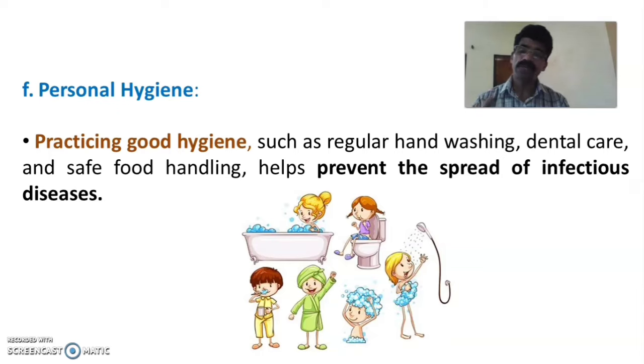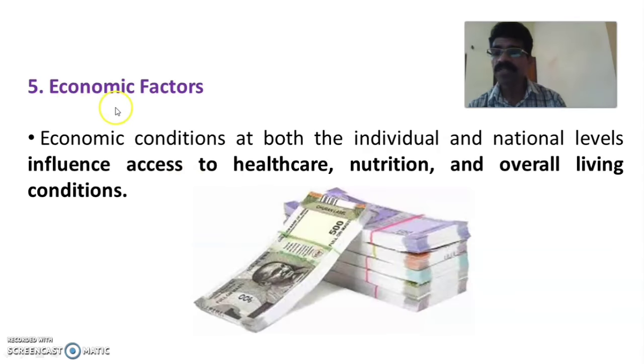So that is all about the behavior and lifestyle factors of the individual, and how they influence health positively and negatively. The fifth major factor is the economic factor, the economic condition of the person. We already discussed the socio-economic status of the person and how it influences health both positively and negatively.